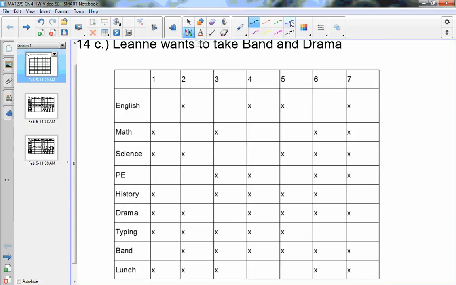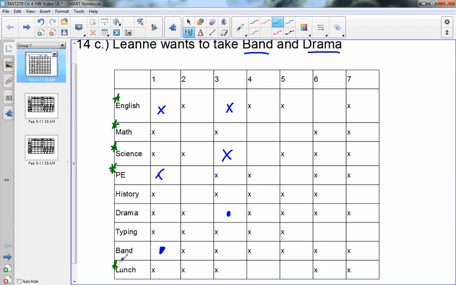If we make the assumption that we give her both band and drama, and then if we look, band is only offered during period 1, so we can eliminate all these other classes period 1, and drama is only offered period 3, so we can eliminate all of these other classes during period 3. According to our book, every student has to take English, math, science, PE, and lunch.